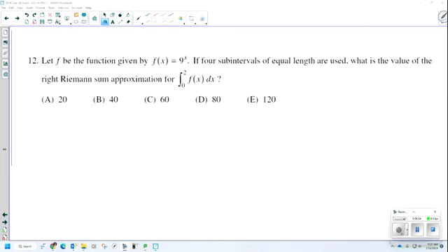Number 12, let f be the function given by f of x equals 9x. If 4 subintervals of equal length are used, this is important. What is the value of the right Riemann sum approximation? This is also important.